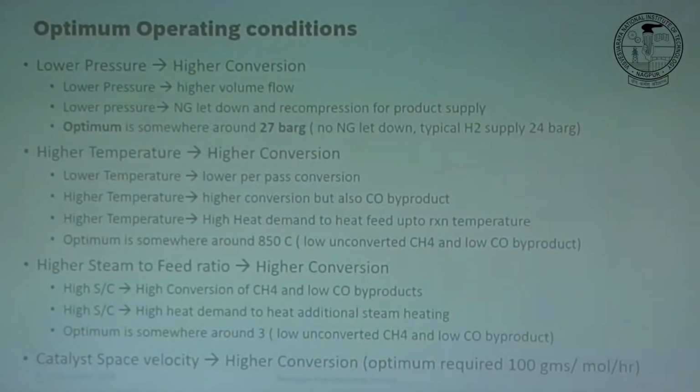Catalyst we already saw, space velocity. We saw from the plot that's a certain ratio of catalyst amount versus feed flow rate. So the optimum is somewhere around 100 grams per mole per hour of feed rate. So now we have already set the optimal operating conditions for the reaction system, the reactive system.